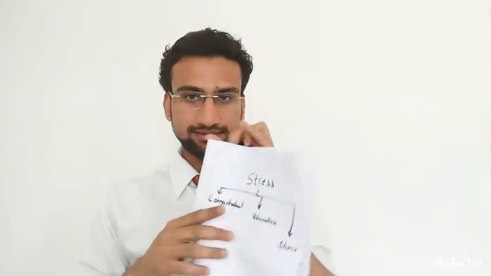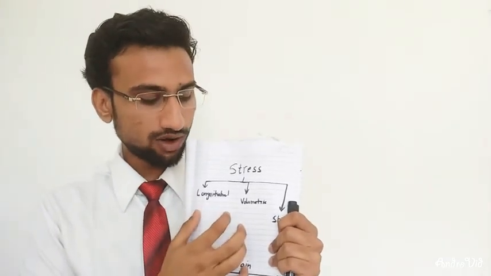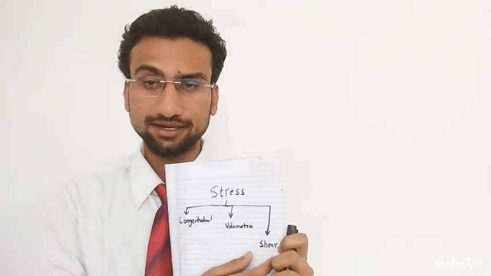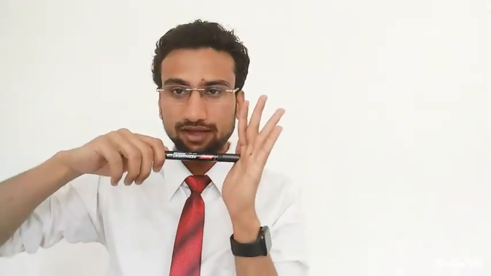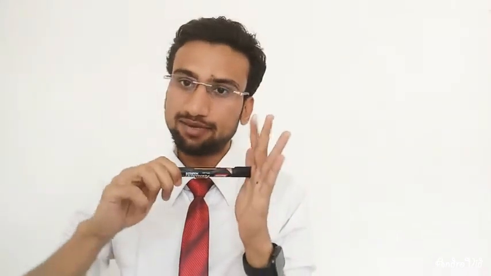There are three types of stress we can see. One, longitudinal; second, volumetric; and third, shear or tangential stress. Talking about longitudinal, it gives us a sense of length. When a force is applied along the length, its length is getting changed. So if stress is along the length, this will be known as longitudinal stress. It may be tensile or compressive.